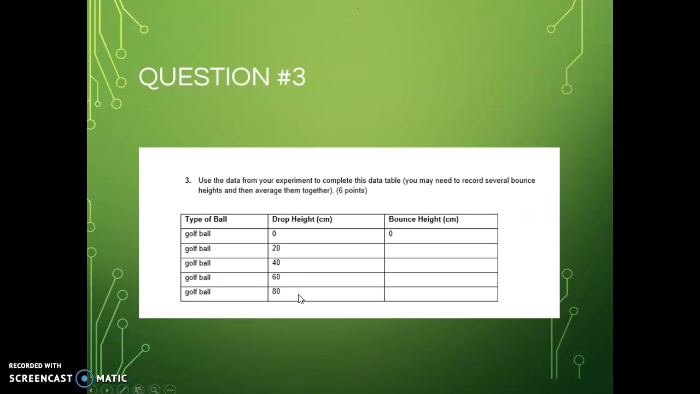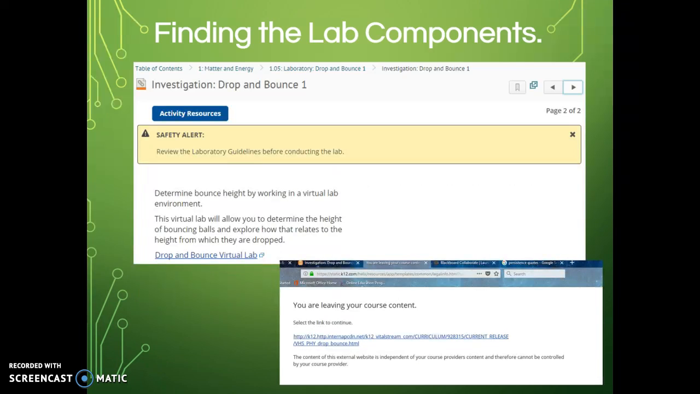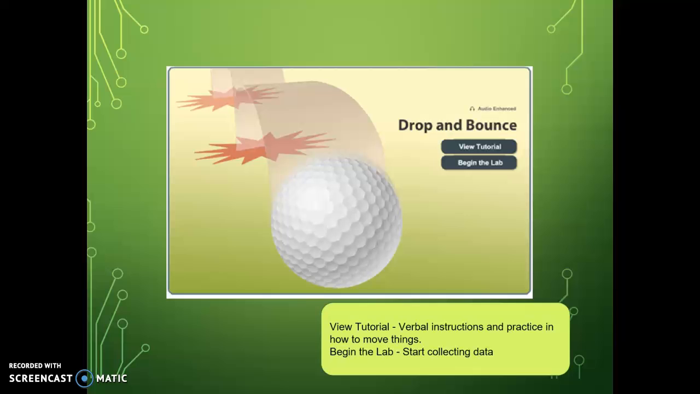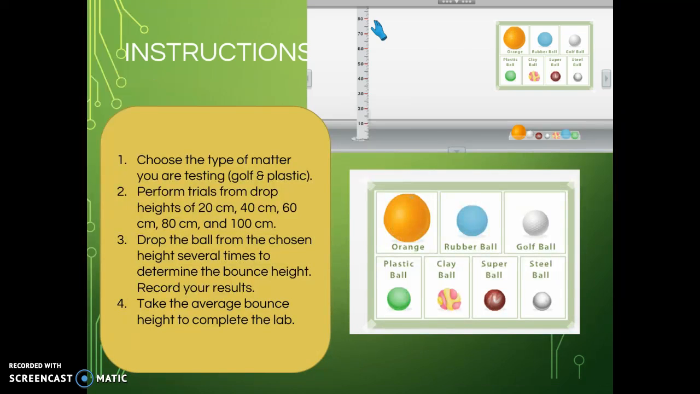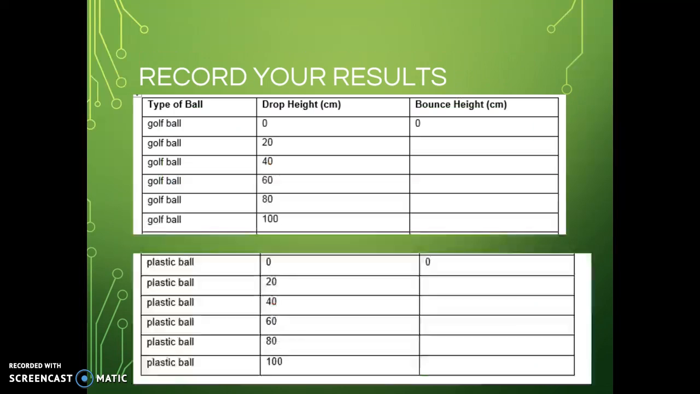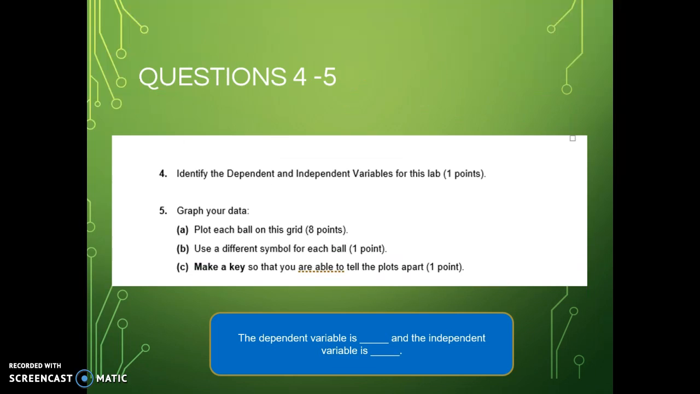So starting with question 3, we need to start collecting data on going into the lab. Though, again, like I said, the walkthrough video will help you, but the instructions are posted in the course and you can see them here. You would need to use the pause. We do need to complete this data to help us answer the next questions. So we need to record our results and then we need to answer the questions following it. So question 4, dependent variable and independent variable.